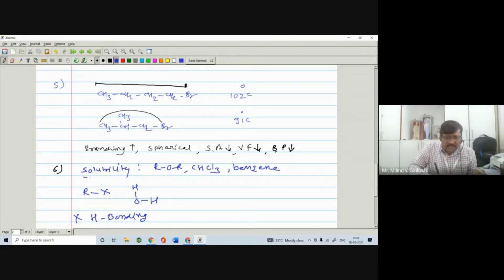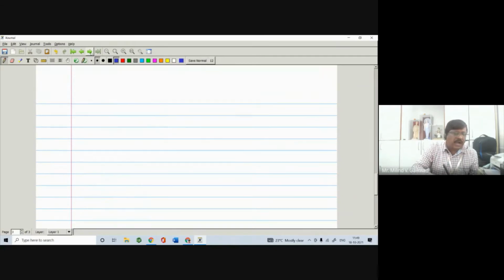So like dissolves like, polar compounds dissolve in polar solvents, but as alkyl halide and water don't form hydrogen bonding, that's why they are insoluble in water. So this is about the physical properties of alkyl halides.